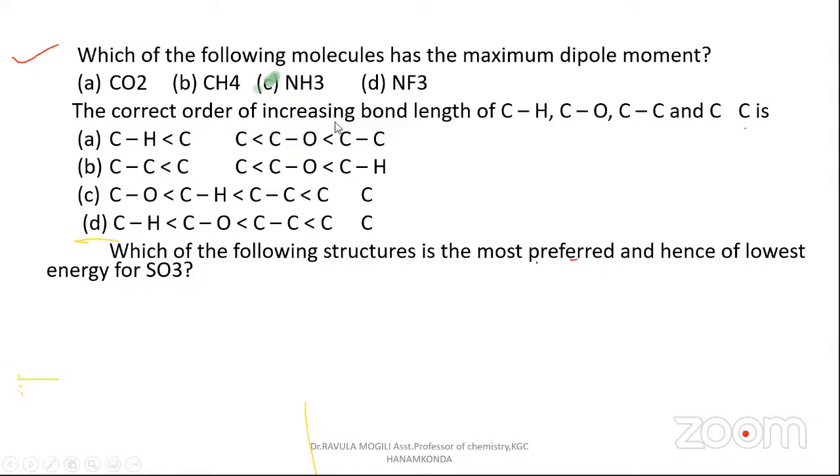Next, the correct order of increasing bond length of C-H, C-O, C-C and C=C is. Correct order of increasing bond length. Which one is correct? So the first one is correct. C-H bond length is less than C=C.